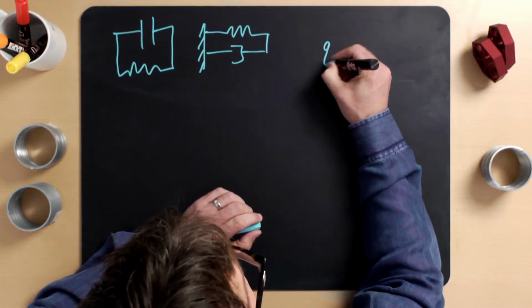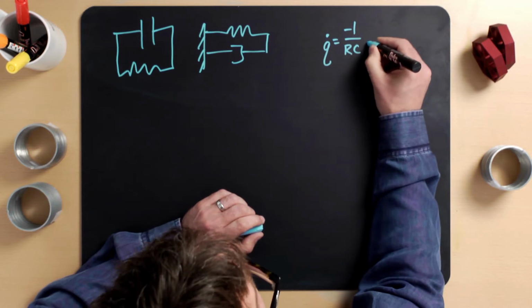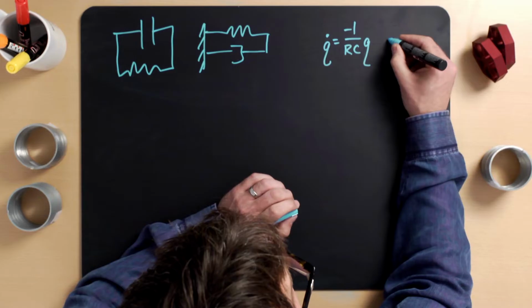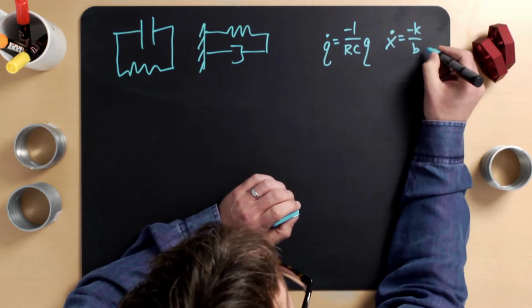In the case of the circuit, the ODE is Q dot is equal to -1 over RC times Q. Now, in the case of the mechanical system, X dot is equal to -K over B times X. We think of two physical systems being equivalent when the ODE that describes them is the same, and in this case, they are the same.